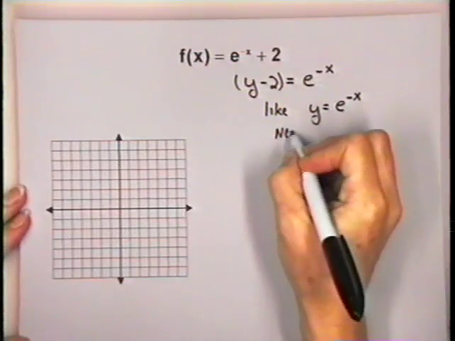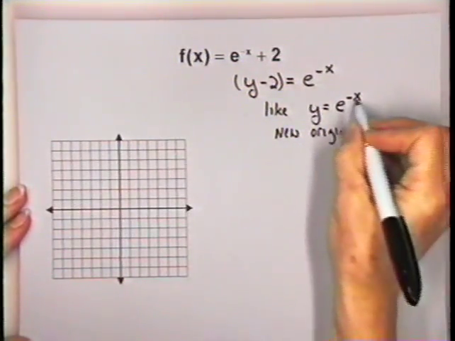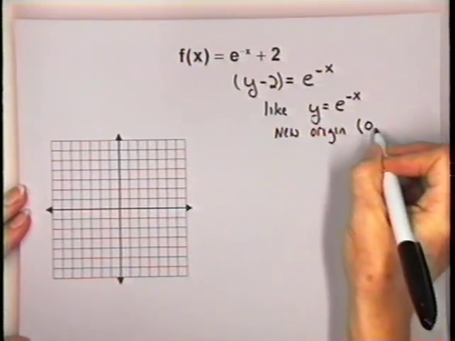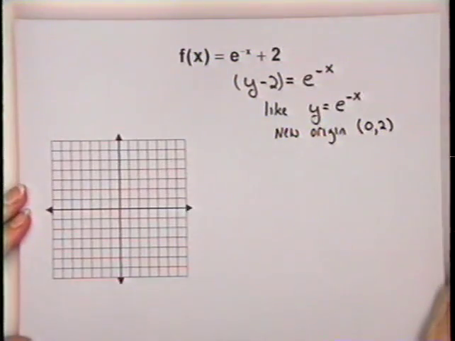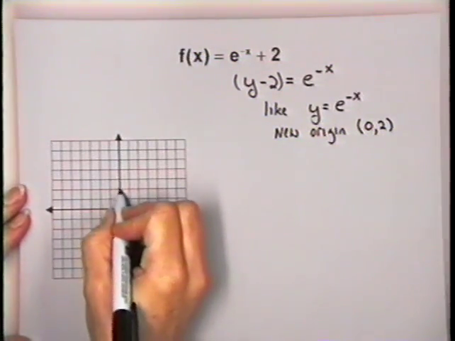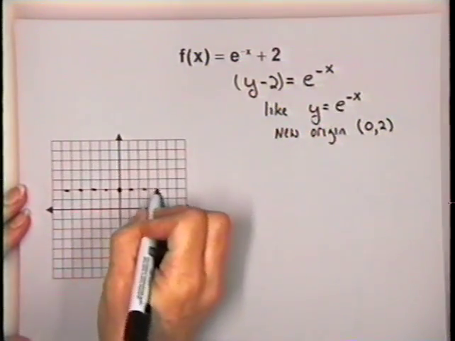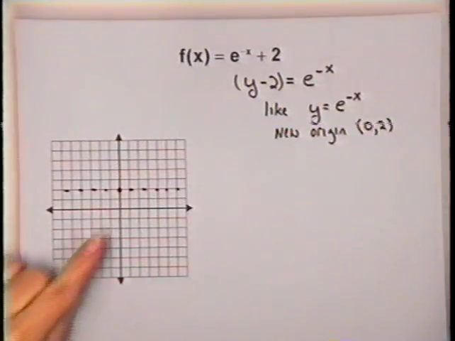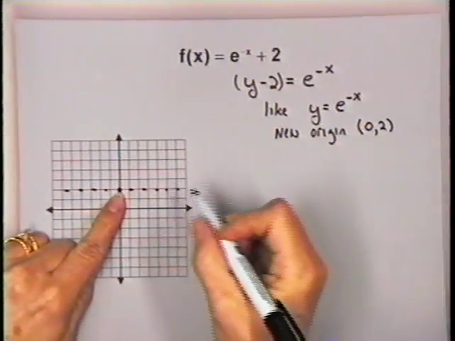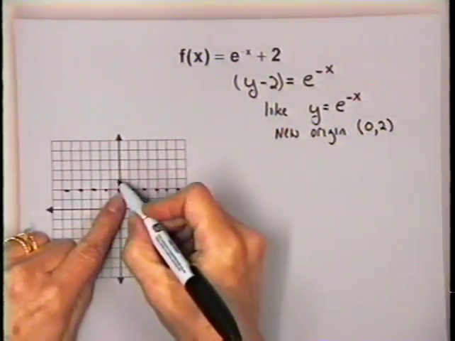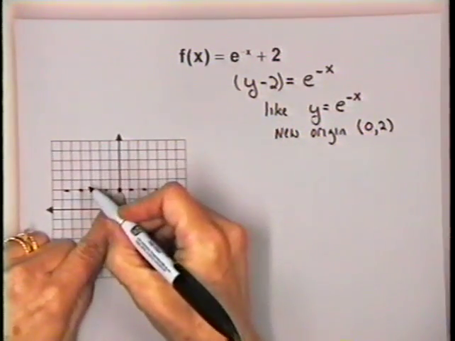But my new origin is going to be where? Well, there's nothing added or subtracted from x, so that's a 0. But if I solve for y, I get y equals 2. So my new origin is going to be at 0, 2. So I'll need a new, I'm sorry, x-axis here. Now, my origin is here. So normally if I was graphing e to the x, I know I'd go through 0, 1, 1, 2.7, and I'd have a graph up here, right?